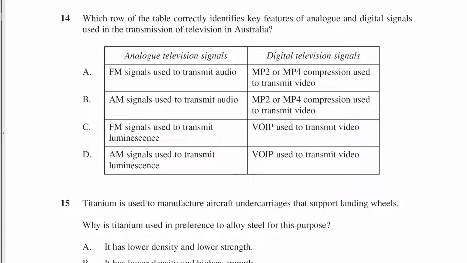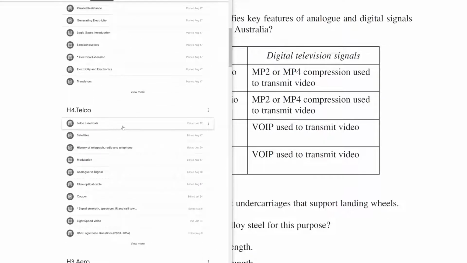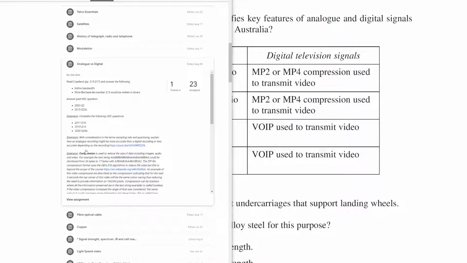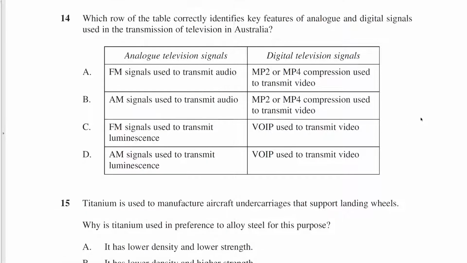I now make a point about talking about what compression rates we use. It's in my extension notes. I could probably even find that very quickly. If we go to telco, analog versus digital, and I talk about compression. And somewhere in here, I talk about MPEG-2. Okay, so the point is that we're using FM signals to transmit the audio, and we're using MP2 or MP4. Voice over IP is used for telephones. We're not transmitting luminescence under any circumstance.